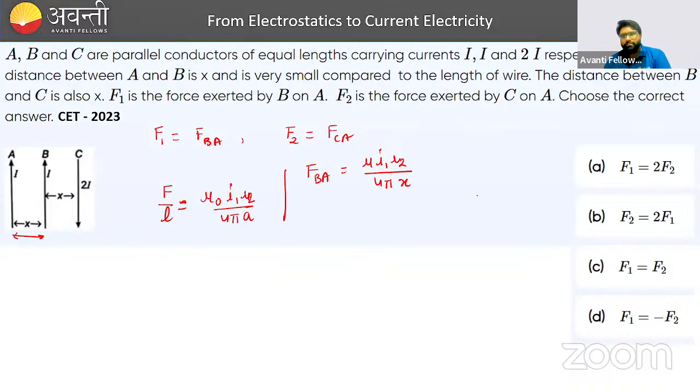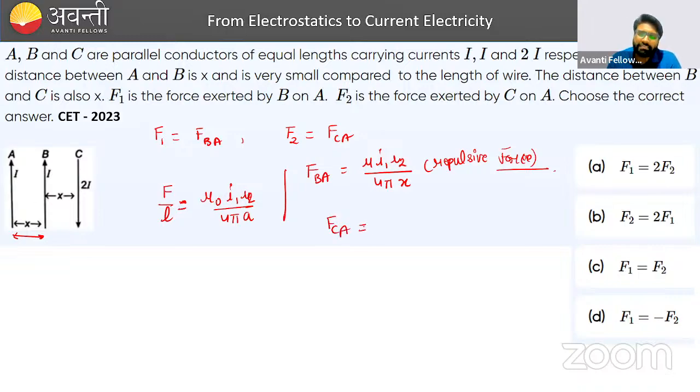Now, let's check the direction of the current. When the currents in the wires flow in the same direction, the force will be repulsive. So this is a repulsive force. Clear? Now, similarly, we will calculate FCA.